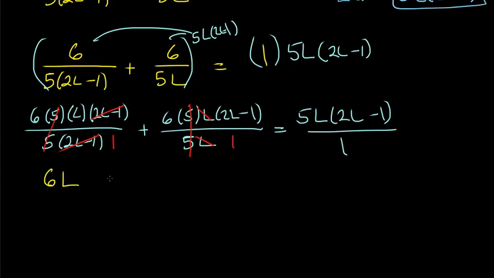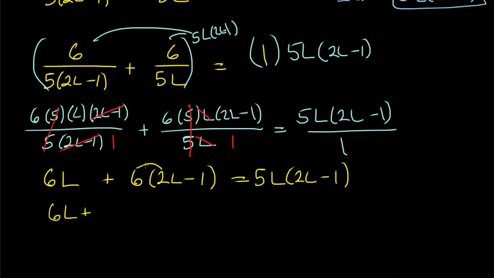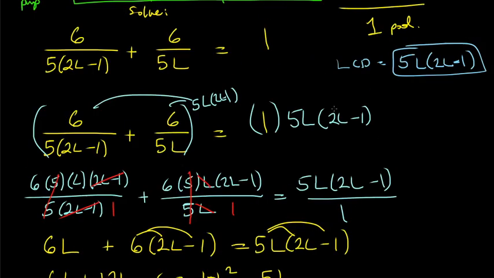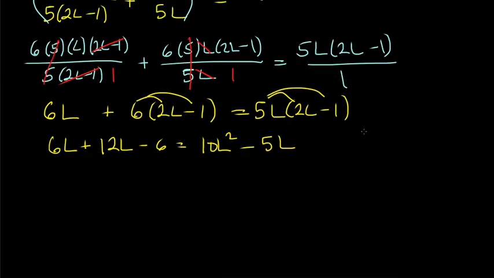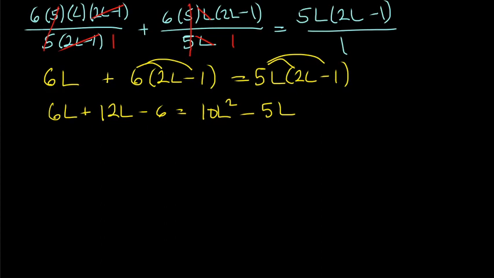We have 6 times L plus 6 times 2L minus 1 equals 5L times 2L minus 1. So multiply this all out. We get 12L minus 6. And on the right, we get 10L squared minus 5L. Right, so I know I should have used an X for the large pump, but too late now. All right, so let's keep going. We have 18L minus 6 equals 10L squared minus 5L.